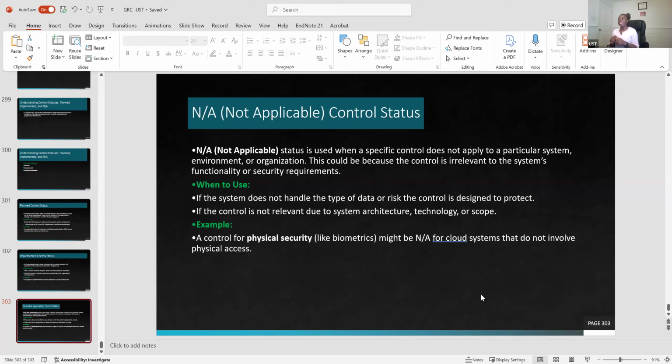Example, a control for physical security like biometrics might not be applicable for cloud systems that do not involve physical access. So that even says it, right? Because for biometrics, maybe you just use your badge and you're able to log in to the cloud system, you do not need that. And that's why they say the control is not applicable.